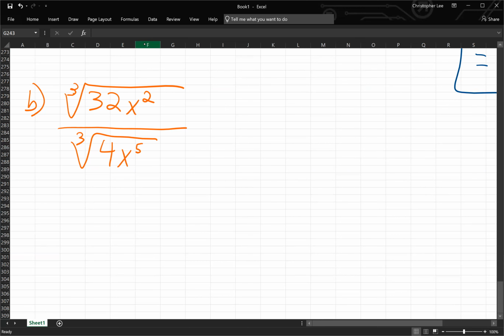So what I notice is that they both under the same radical, right? With the same index, index 3. So what I could do is write this under a general big radical, just like this, boom, right? So now I have 32x squared over 4x to the 5th.